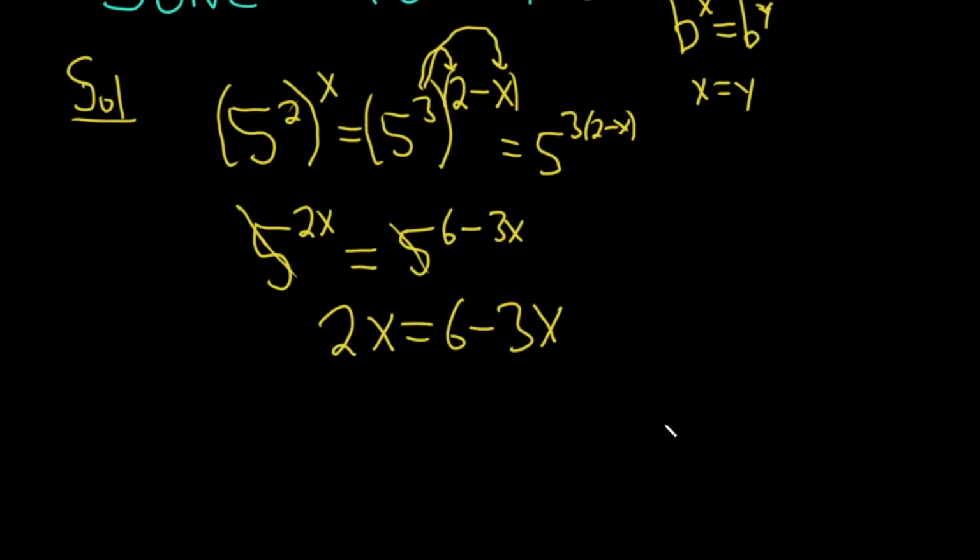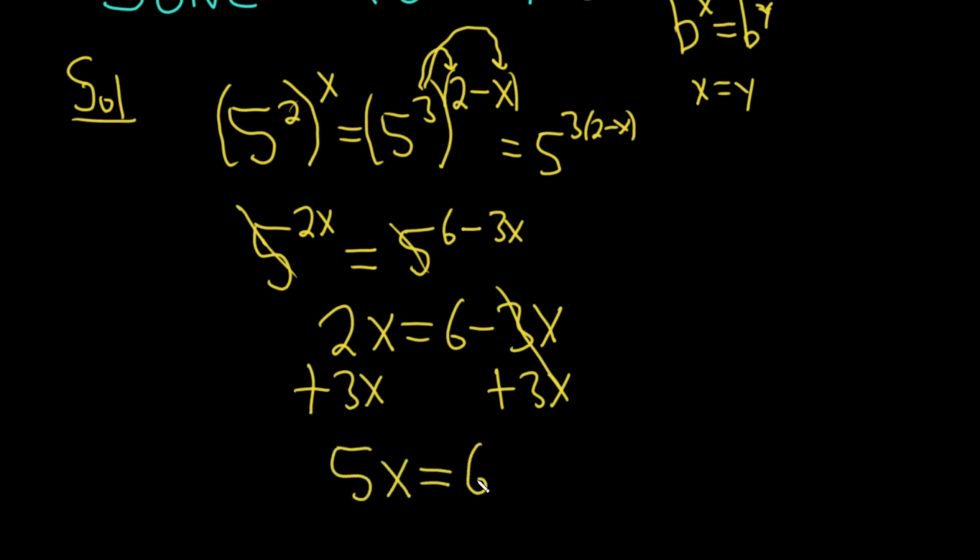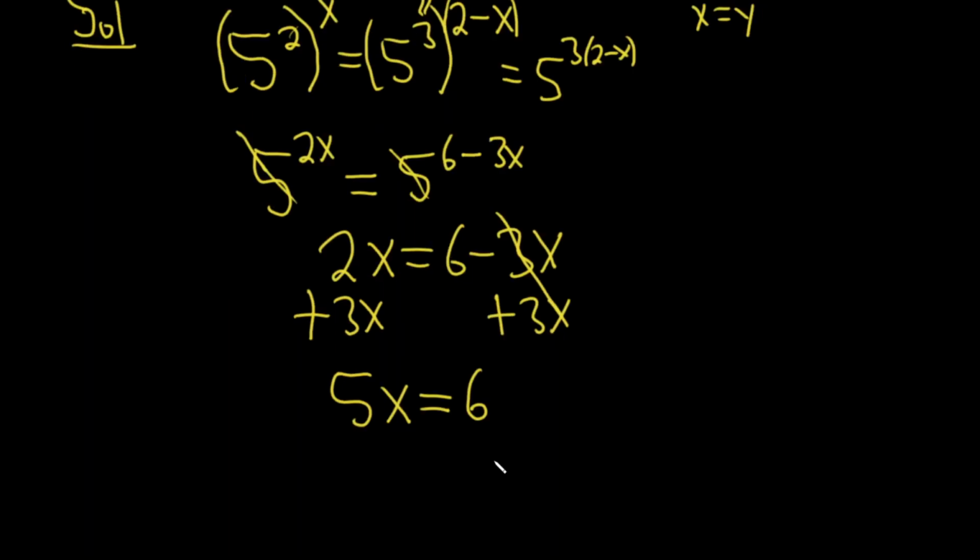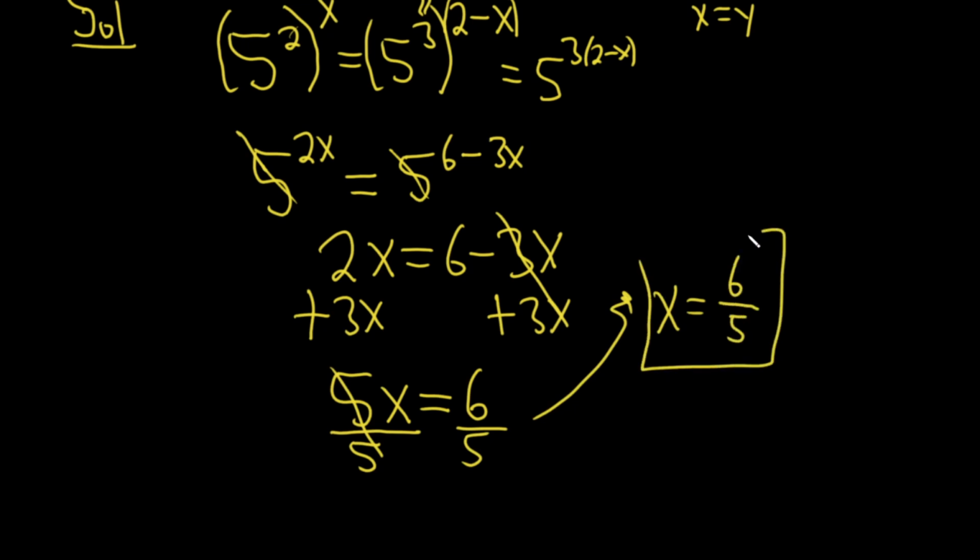And we're almost done now. We just have to solve for x. So let's get them all together on one side by adding 3x, and then adding 3x here as well. These go away. So 2x plus 3x is 5x, and this is equal to 6. Then the last thing to do maybe is just divide by 5. So divide by 5, divide by 5. So we get x equals 6 over 5. And that would be the solution to this equation.